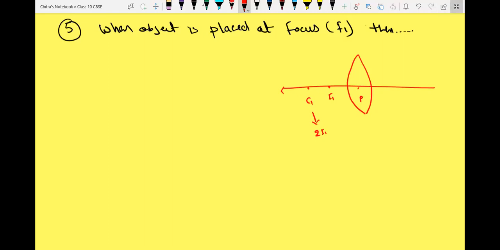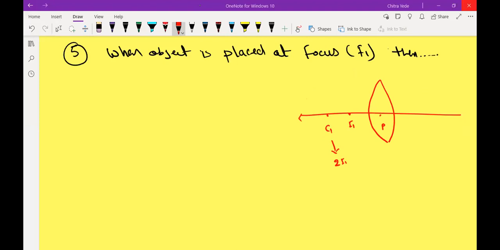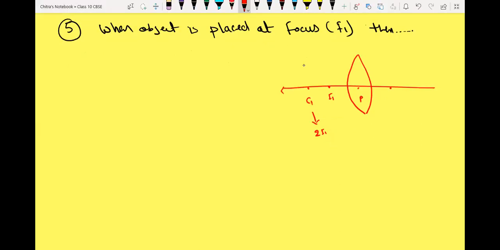Wait a second. Okay. So, it will make full screen. Okay. So the object is placed. So here we have F2 and here we have C2. Okay. And the object is placed, beta, at F1.